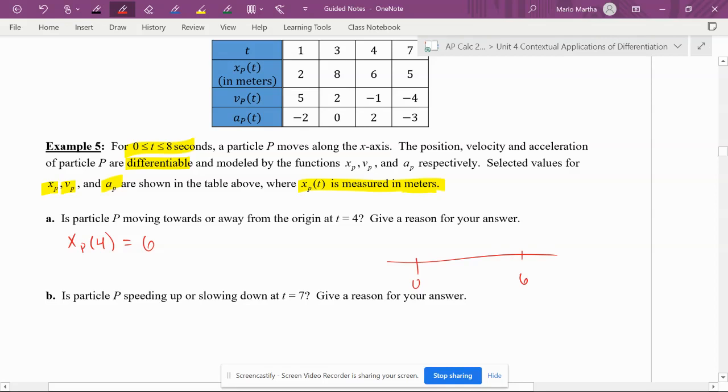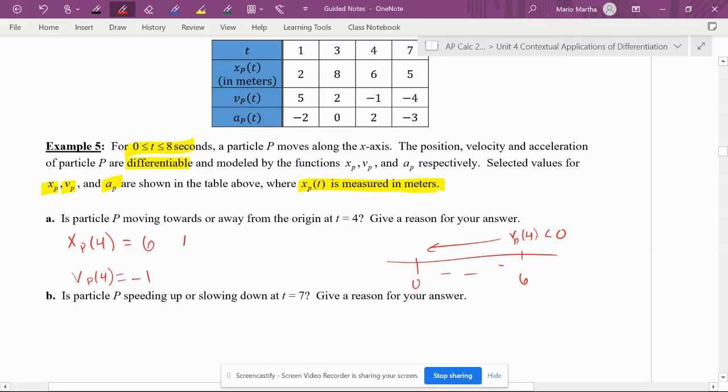If the particle is moving towards the origin, that means the velocity has to be negative, right? If it's moving away from the origin, going to the right, that means the velocity will be positive. So let's figure out what the velocity is. v sub p of 4, we see it's negative 1. So we know that v of 4 is less than 0, meaning it's negative. That means the particle is moving to the left towards the origin.